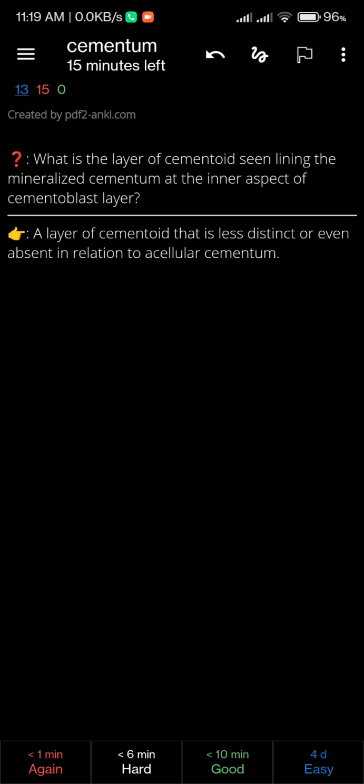A layer of cementoid that is less distinct or even absent in relation to SLS cementum is the layer of cementoid that is seen lining the mineralized cementum in the inner aspect of the cementoblast layer.